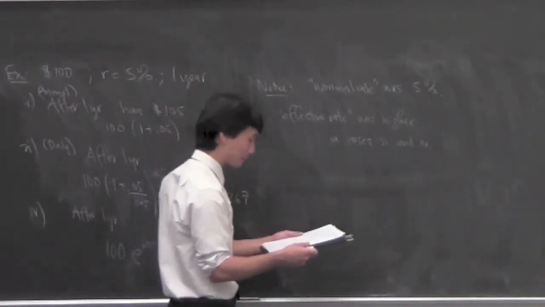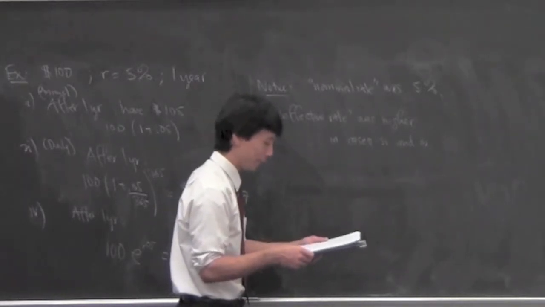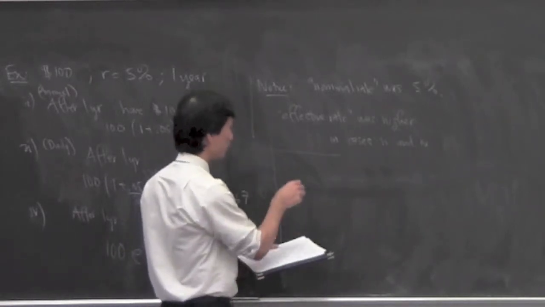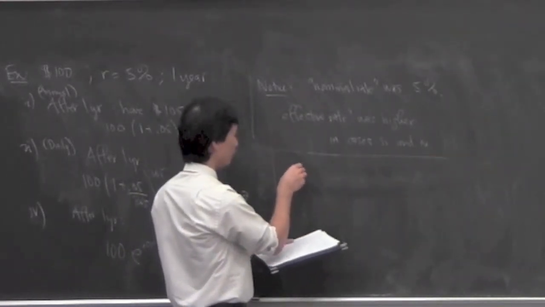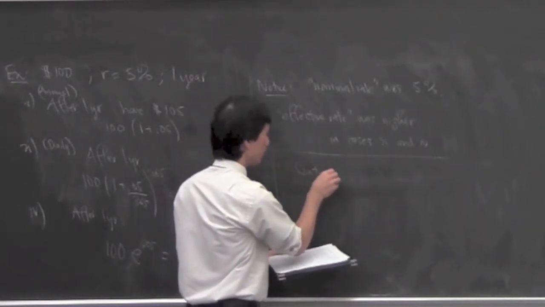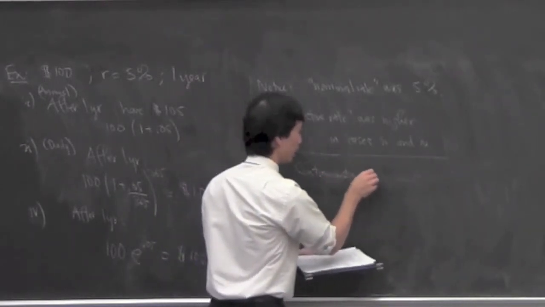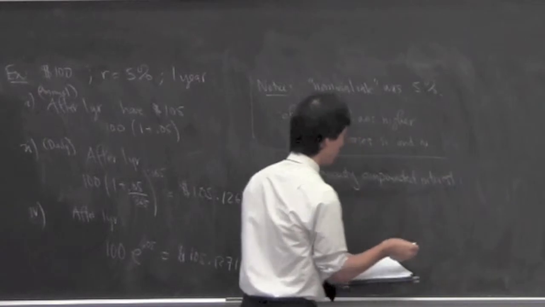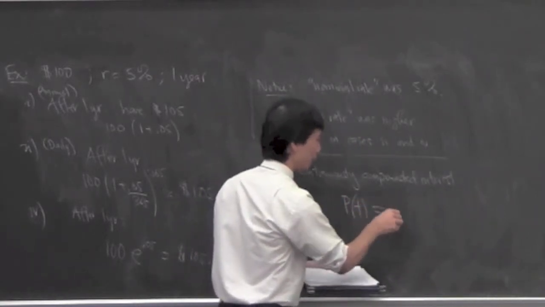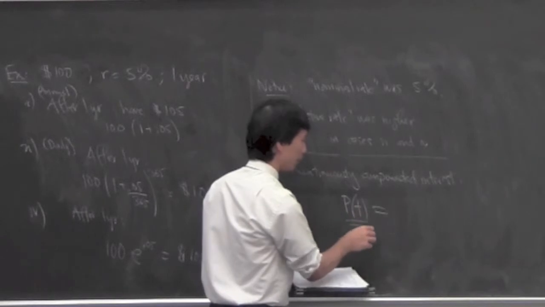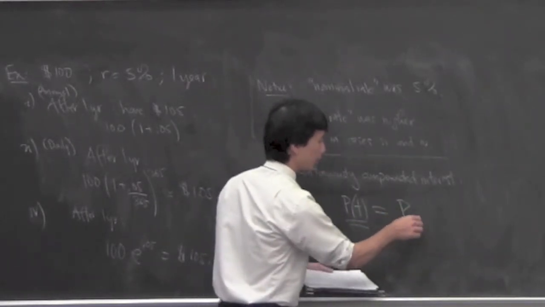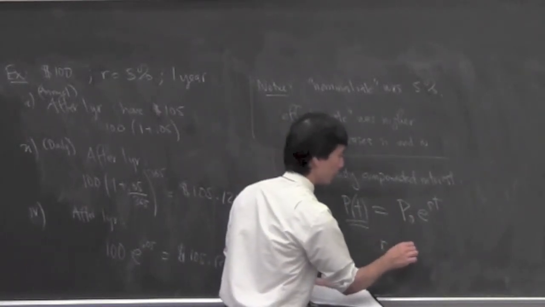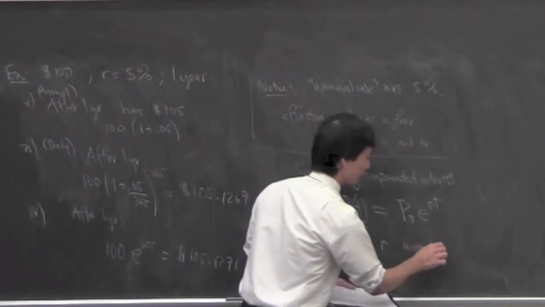Okay, so continuously compounded interest. The formula that we just figured out is that the amount of money you have at time t is the initial amount times e to the rt, where r is the nominal annual rate.